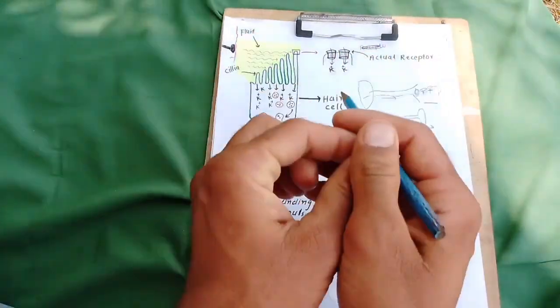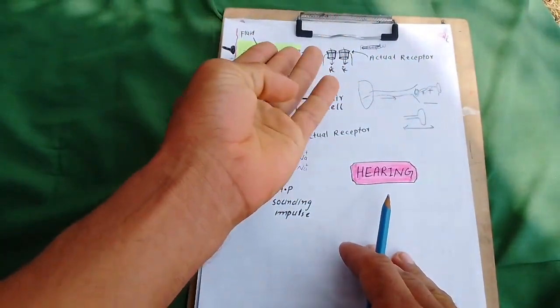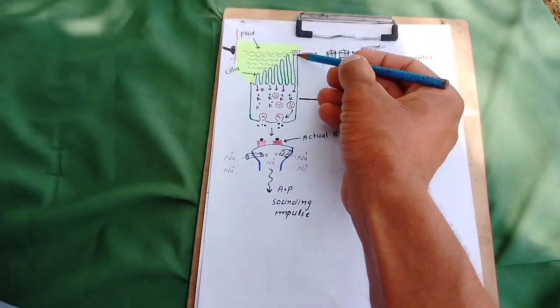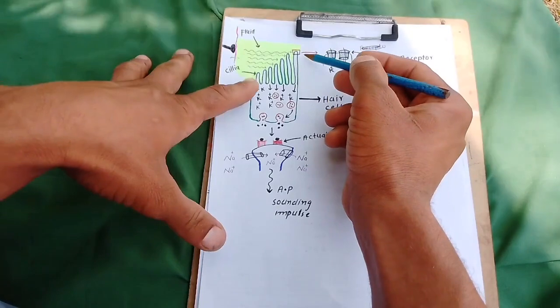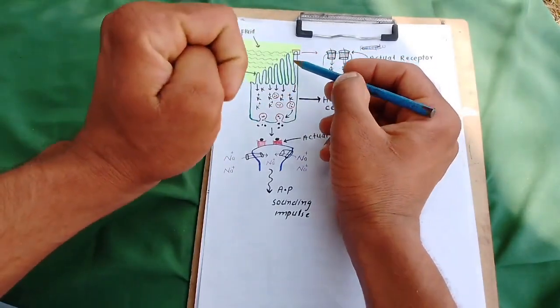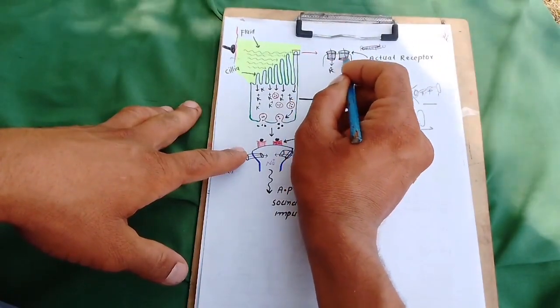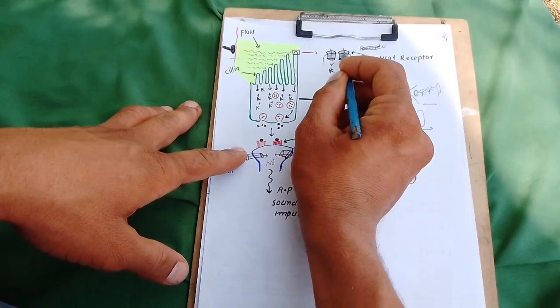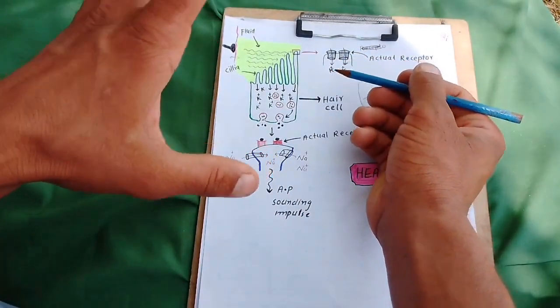Okay, so this channel is open due to mechanical pressure, like a nerve ending. Suppose this is the nerve ending. This is not a nerve cell. This is an excitable cell, but it is stimulated by this vibration. So these are the mechanoreceptors, which open due to vibration.